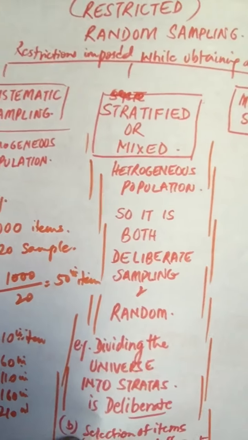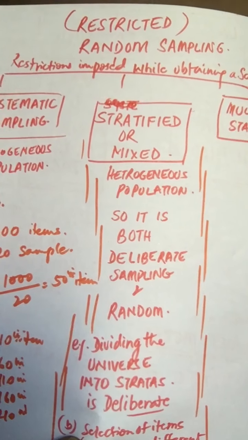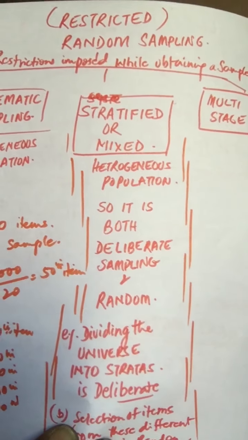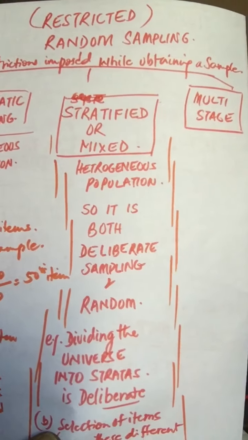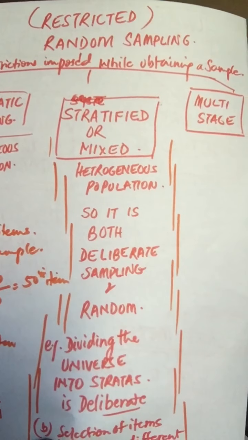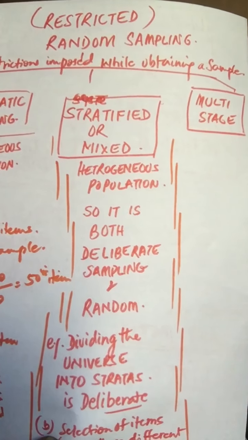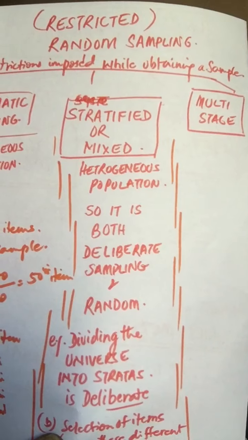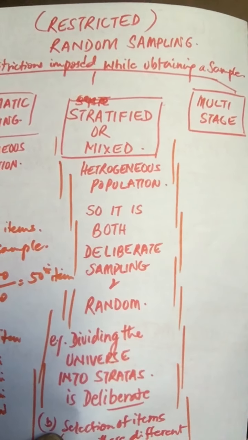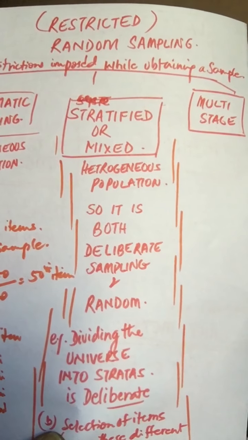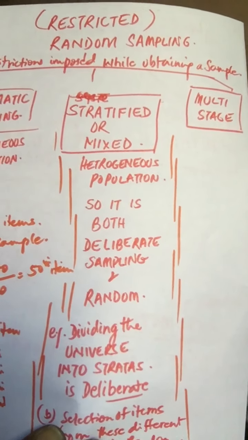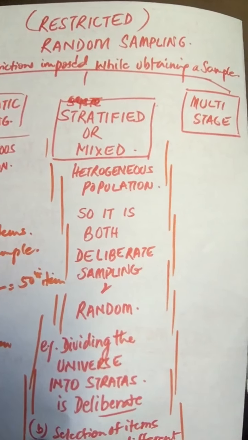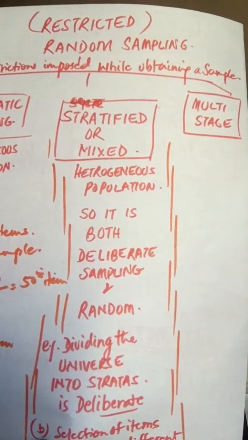So that is why we say that stratified sampling is also called mixed sampling, because this method involves a mixture of both deliberate sampling and random sampling. Deliberate sampling is what is known as non-random sampling, which we'll be doing later. All right, in the next class we are going to do deliberate sampling.